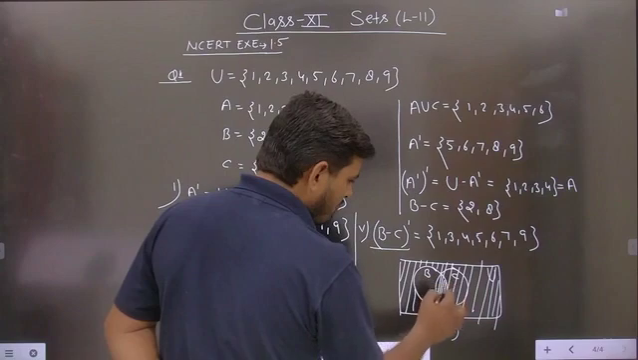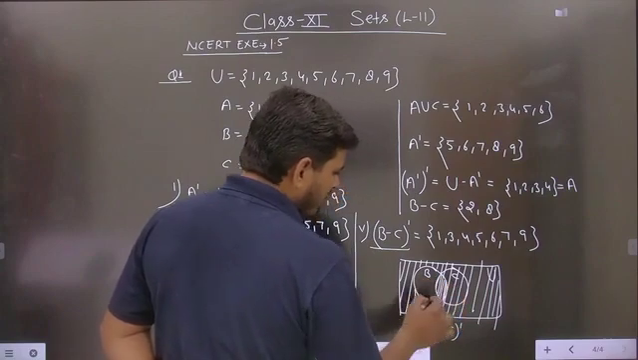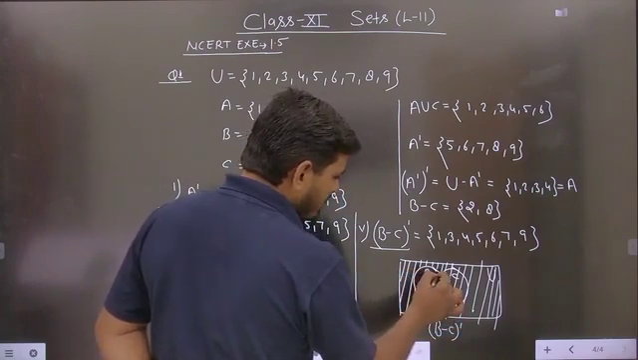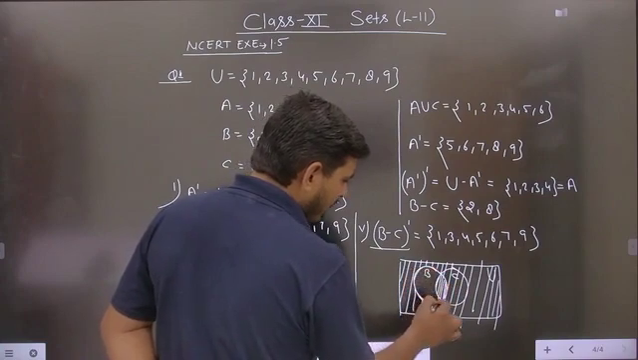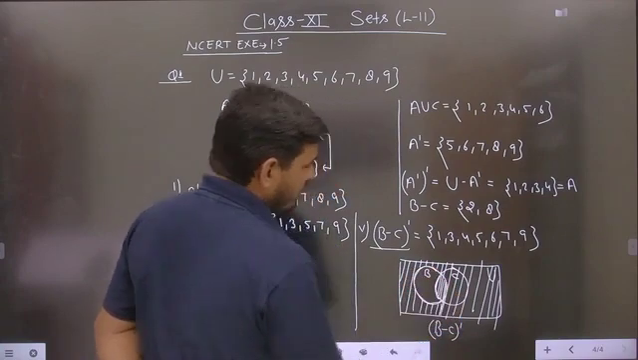The common part is also to be taken. So only this part will be left out. This part is not to be taken here, and the remaining part you can take here. Is it clear?